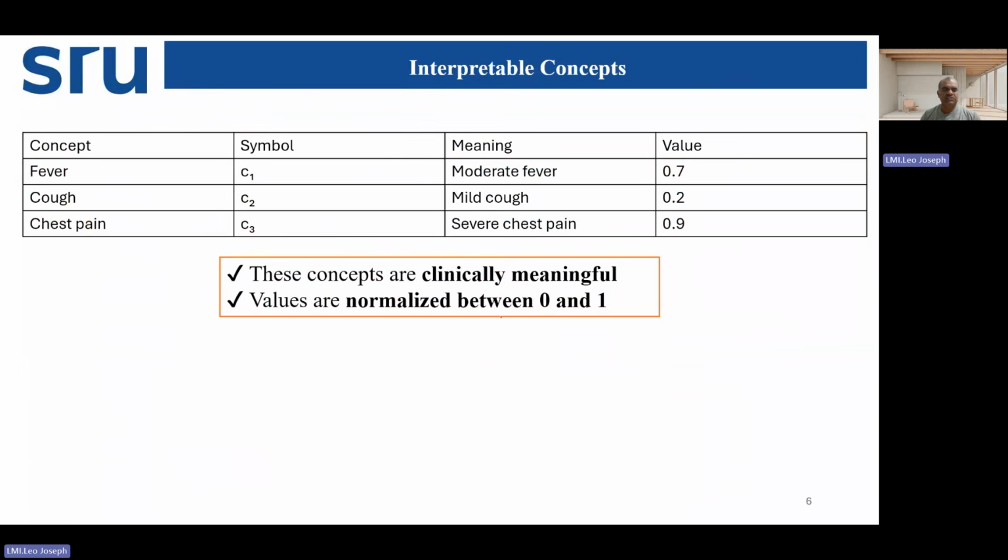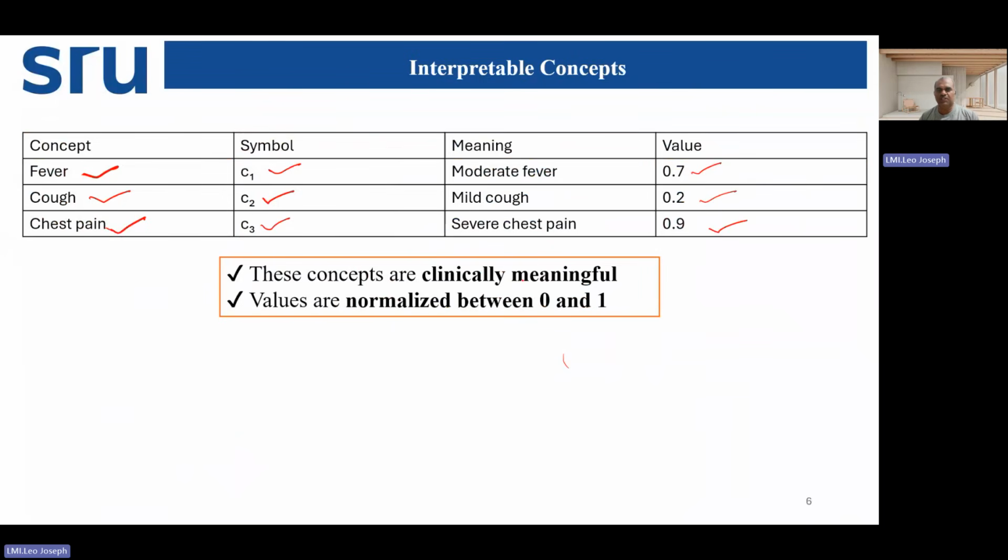So these are the concepts. The parameters of a patient coming in, we are calling them concepts here. Hereafter, we are not calling them samples or data, we are calling them concepts. Fever is one concept, cough is one concept, chest pain is one concept. Fever we denote as concept 1, cough as concept 2, and chest pain as concept 3. So moderate fever, the value will be 0.7. Mild cough has very low weightage, 0.2. And C3, severe chest pain, gives the highest weightage, 0.9.